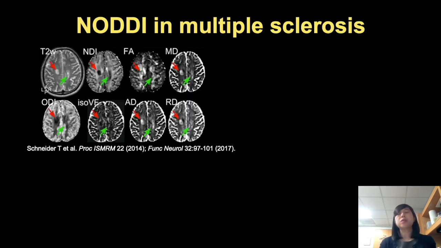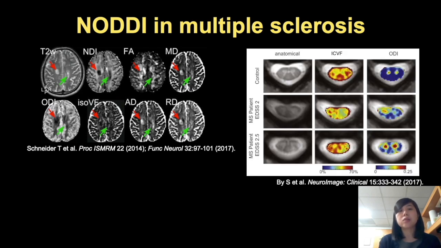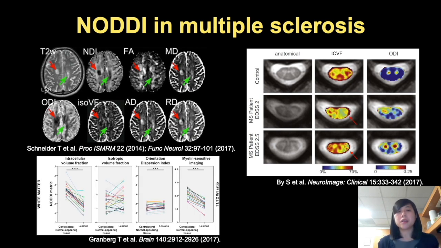NODDI has been used in a number of studies in multiple sclerosis, and in general, these studies show that there is an overall decrease in the neurite density index within focal lesions. This was shown in the brain by the group at University College London, also corroborated in spinal cord studies. And then in a larger population, a study was published in Brain that basically confirmed that there was an overall decrease in intracellular volume fraction within lesions and an increase in the isotropic volume fraction.